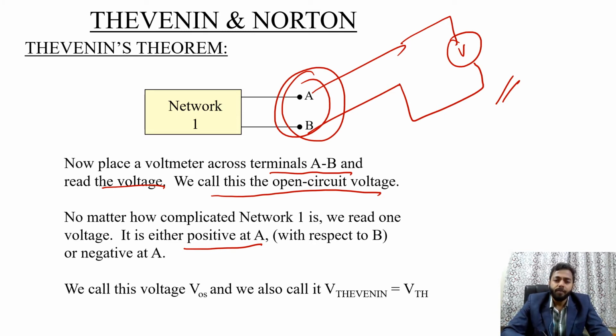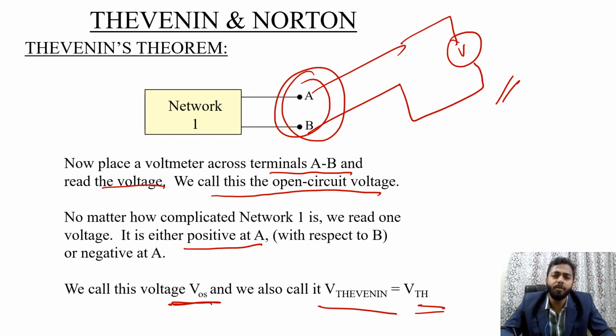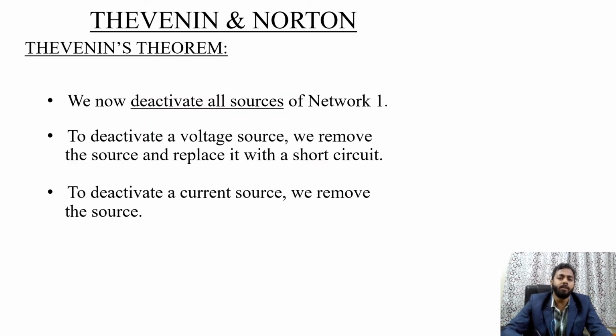We call this voltage the V open circuit, or we can also call it V Thevenin's voltage, because we are assuming that the load between A and B was disconnected. Now it acts as an open circuit voltage. We have to find out the open circuit voltage between terminals A and B.